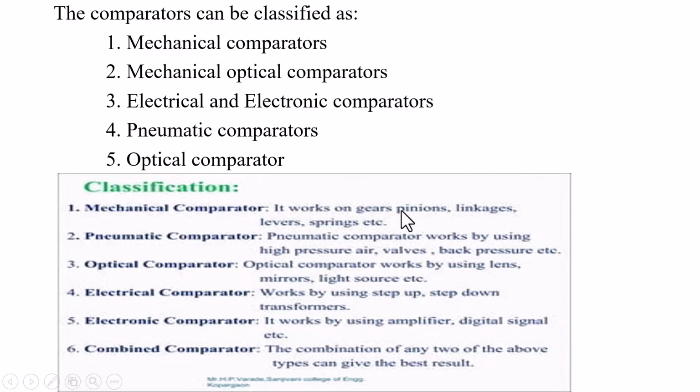For example, a mechanical comparator works on gear and pinion. A pneumatic comparator uses high pressure air. An optical comparator works using lens, mirror, light source, etc. An electric comparator works using step down or step up transformers. Electronic comparators work using amplifiers, digital signals, etc. Using any combination of any two of the things already mentioned gives a combined comparator.